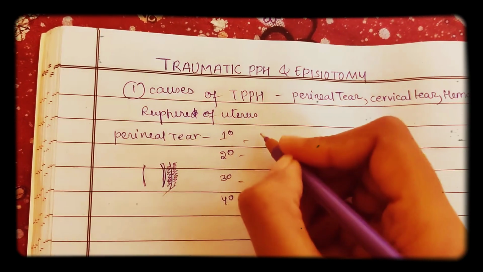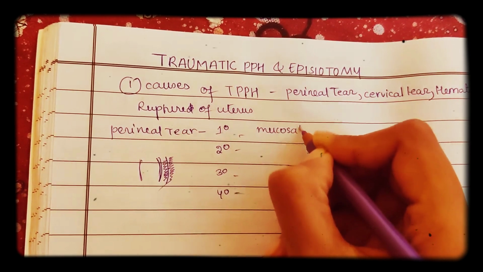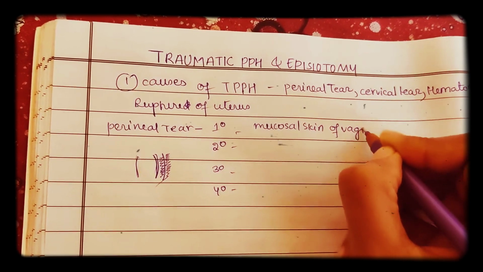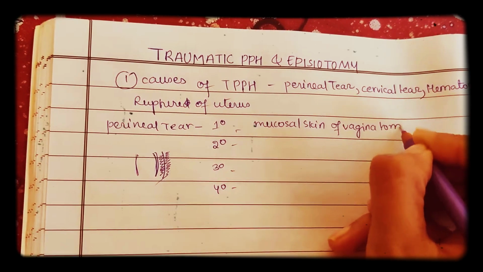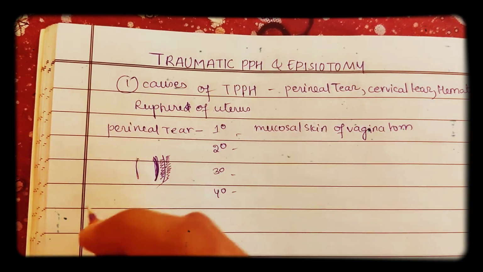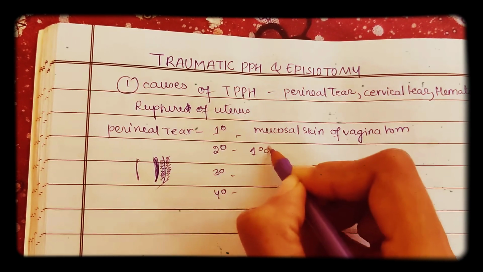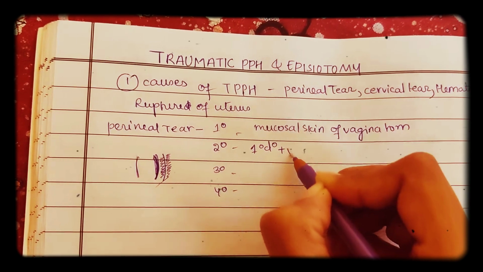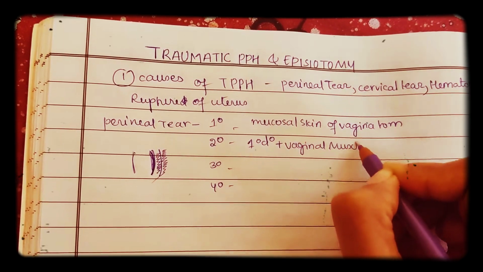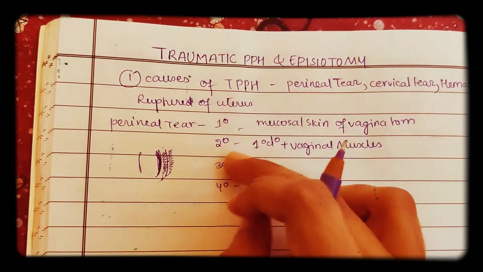So first degree means where the mucosa or skin of the vagina is torn. You can know this inside layer is the vagina's mucosa. So this layer is torn, that is the first degree. Next, coming to second degree means first degree plus the vaginal muscles are torn here. Here the mucosa is torn, and next the muscle layer is also torn in second degree.